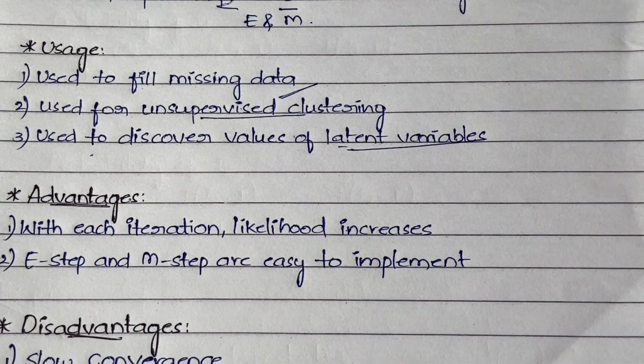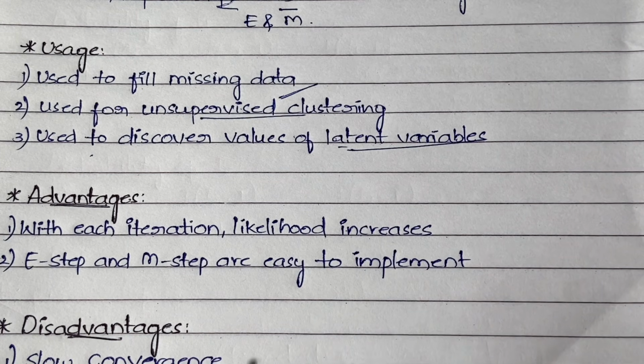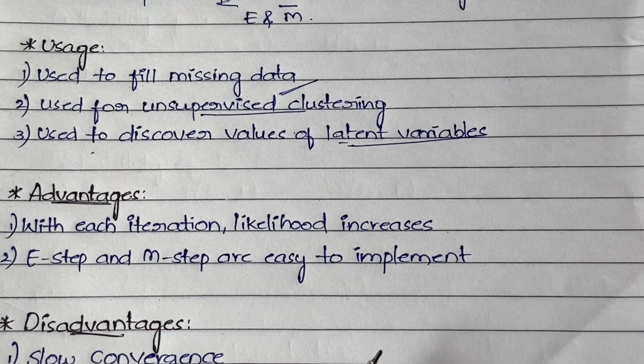So what do you mean by latent variables? The values which you cannot directly observe, you need to depend on some other values to get the value of this variable, then that is called a latent variable. So you can discover the values of the latent variables by using this EM algorithm. Okay, so these three are the main important and common usages you have with the EM algorithm. Done. Now let us see the advantages.